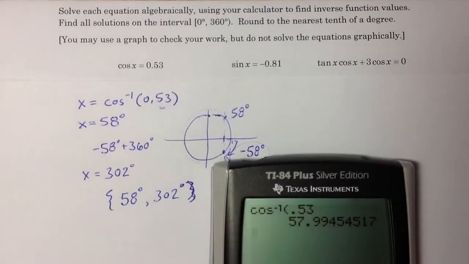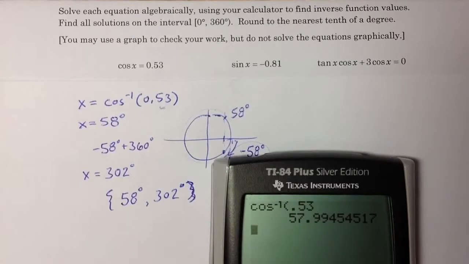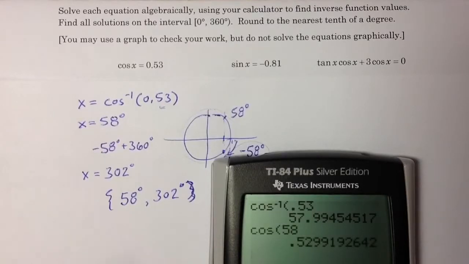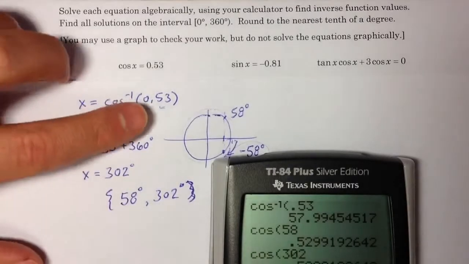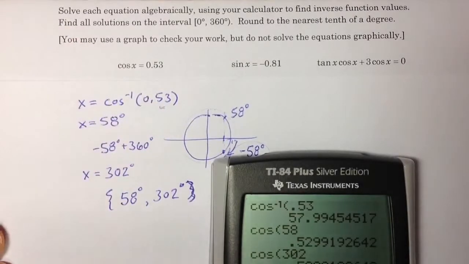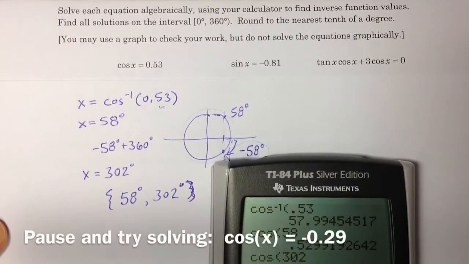It's nice to have ways to check our work here, and the calculator offers that. So we can take the cosine of 58 and see that we get essentially 0.53 with some rounding error. And if I take cosine of 302, I get the same thing. So I know that I found that appropriate symmetric solution.